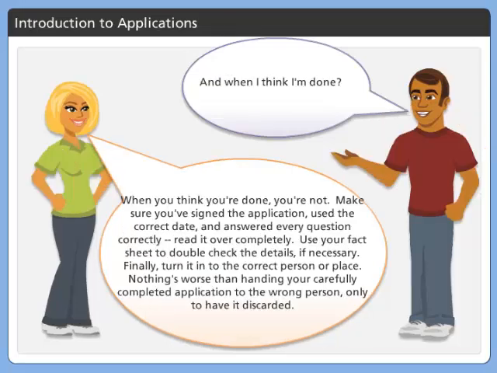And when I think I'm done? When you think you're done, you're not. Make sure you've signed the application, used the correct date, and answered every question correctly. Read it over completely. Use the fact sheet to double-check the details if necessary. Finally, turn it in to the correct person or place. Nothing's worse than handing your carefully completed application to the wrong person, only to have it discarded.